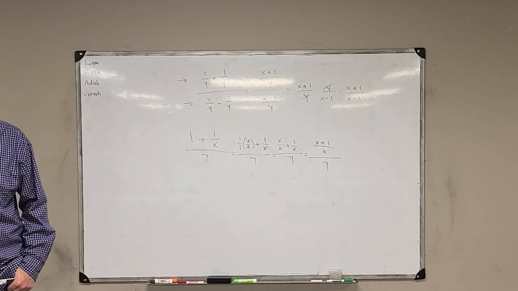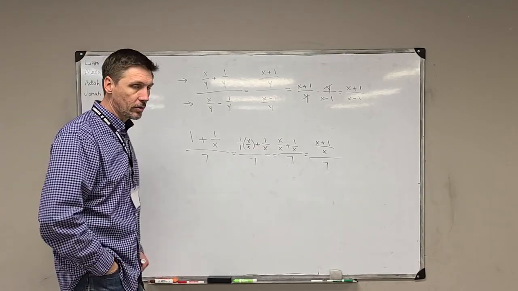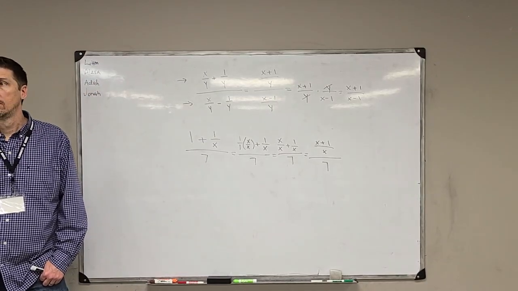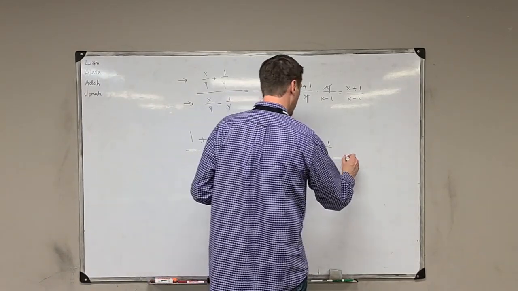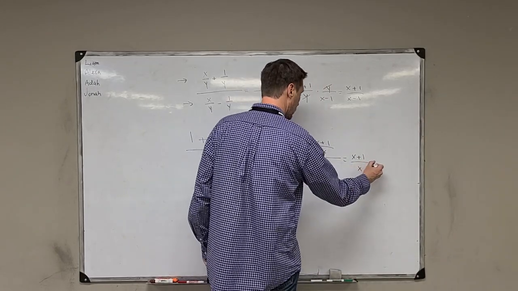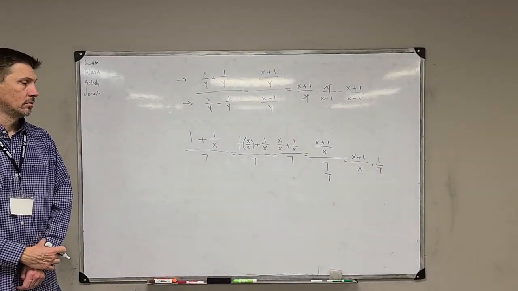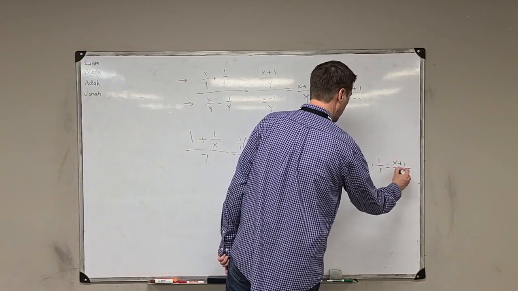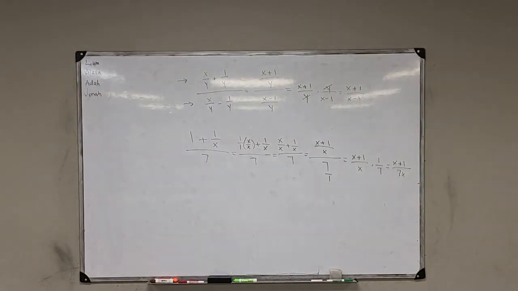Now what's my final step? What did we do in the last problem? Multiplied by the reciprocal. What is the reciprocal of 7? 1 over 7, right? And we can think of this 7 as 7 over 1. And so we're going to say that the end result is going to be x plus 1 over x times 1 over 7. And then when I multiply through, on the top I get x plus 1. And on the bottom I get 7x. That would be my final answer. Okay.